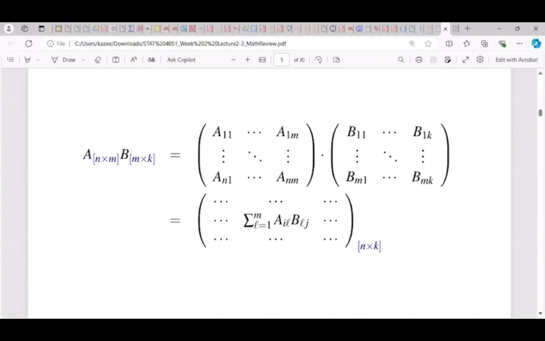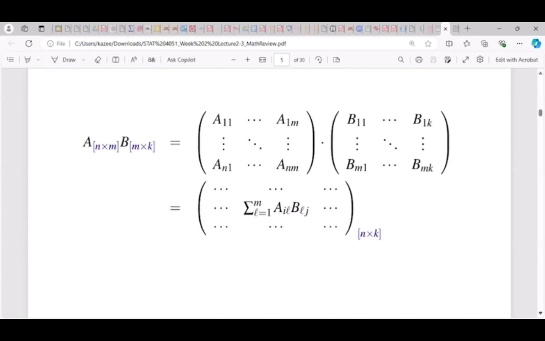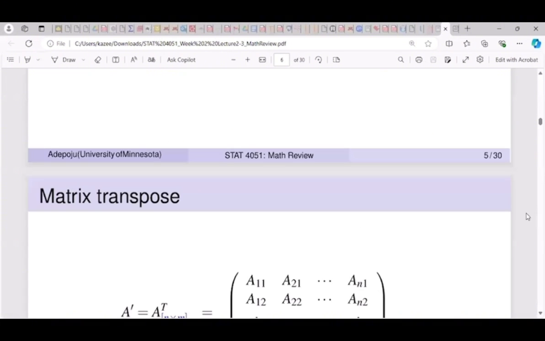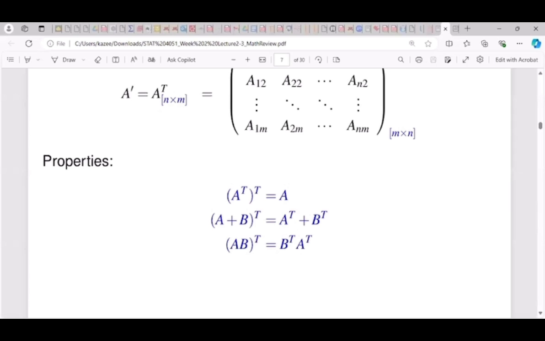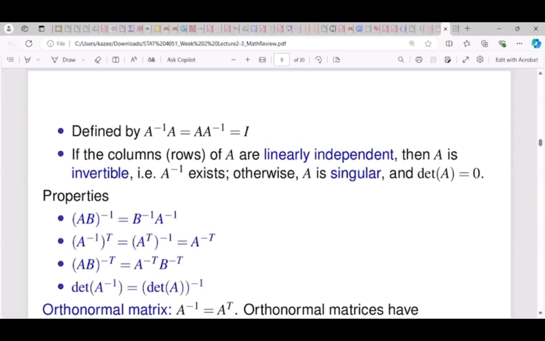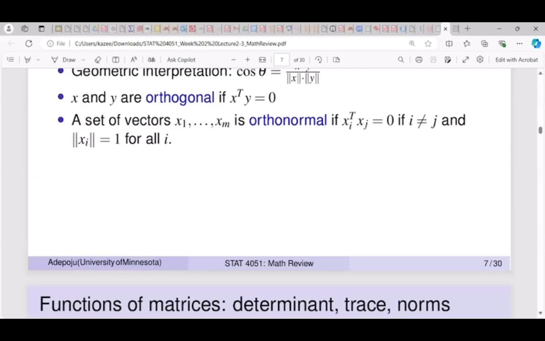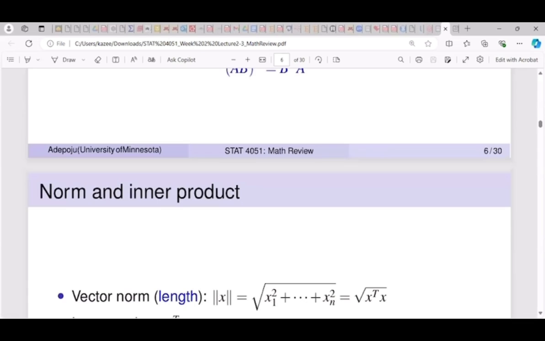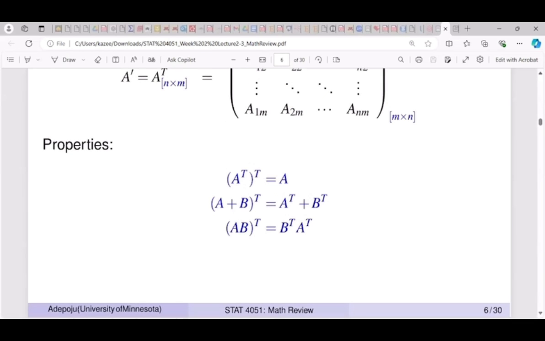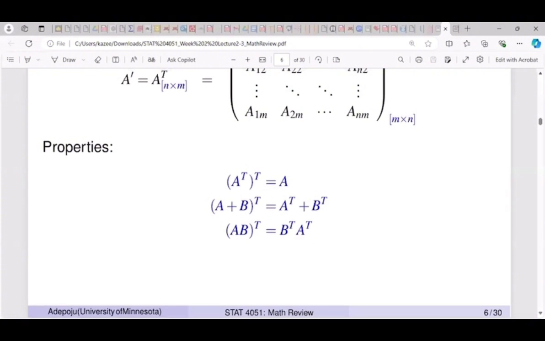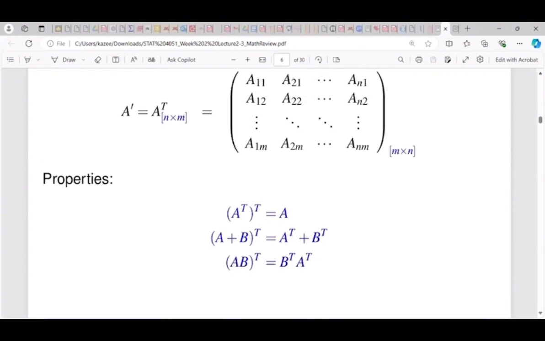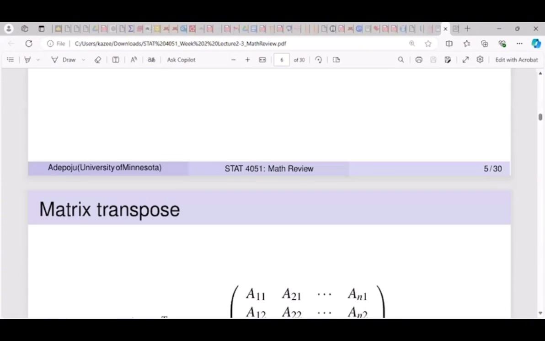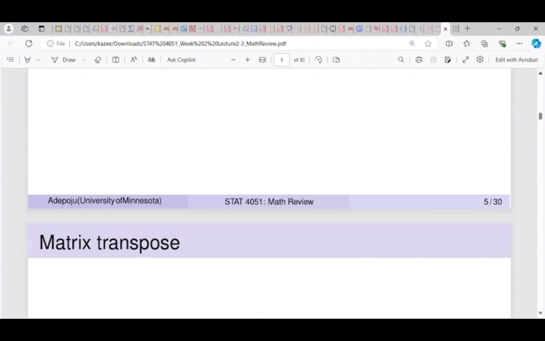Now the next thing I'm going to talk about, after the matrix multiplication, is the transpose. Let me go to transpose first. And the area that I want to talk about now is actually very, very crucial. I want to talk about the transpose of a matrix. What do I mean by matrix transpose?